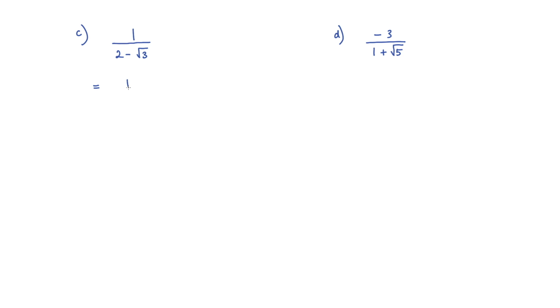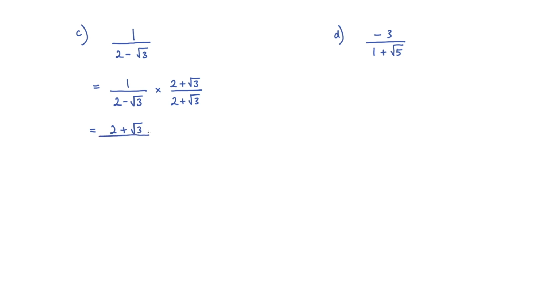On to C. So we've got 1 over 2 minus root 3. Now for this one, what we multiply by is what we call the conjugate. So what I'm going to multiply here is this denominator, but instead of the minus here, I'm going to change that to a plus. So it's going to be 2 plus root 3 over 2 plus root 3. And then we just multiply out these. So 1 multiplied by the 2 plus root 3, that's just going to be 2 plus root 3.